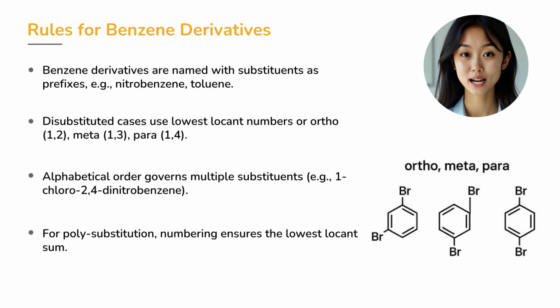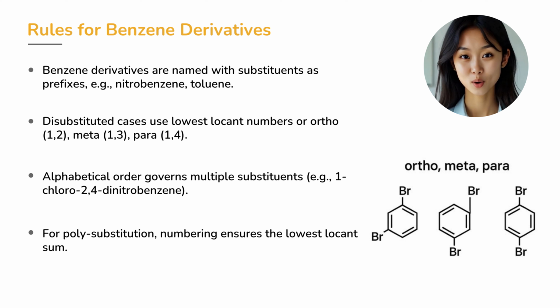Next, let us enter the aromatic world, benzene and its derivatives. The parent name is always benzene and substituents are written as prefixes. A methyl group gives methylbenzene, commonly called toluene. A nitro group makes nitrobenzene. If two substituents are attached, numbering decides their names. If they are at carbons 1 and 2, we call it 1,2-disubstituted benzene or simply ortho. If they are at positions 1 and 3, that is meta. Positions 1 and 4 are para.